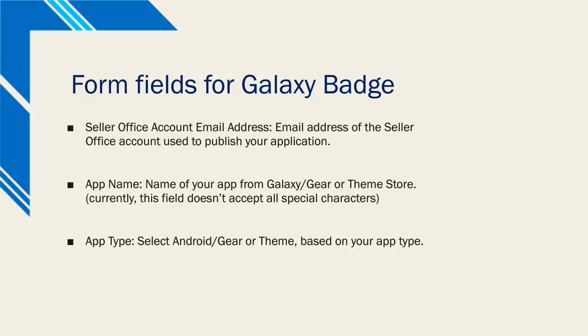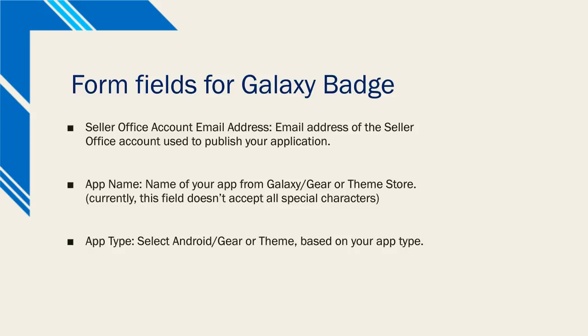The name doesn't need to be exactly the same, but if there are any special characters, you can simply skip them and just enter the app name here. App type: depending on the app that you are requesting the Galaxy Badge URL for, you can select the app type. It can be Android, Gear, or theme.